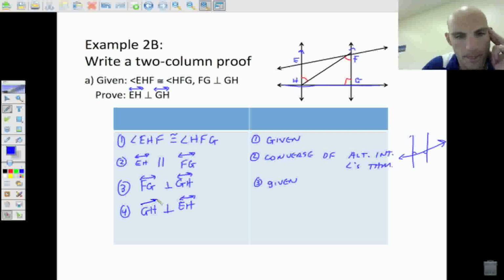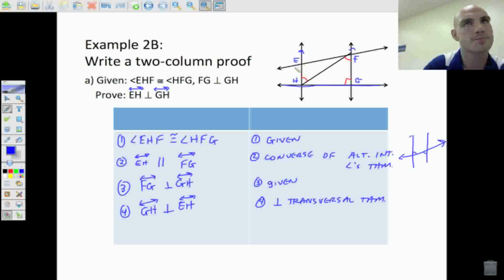Why? Because if GH is perpendicular to one of the lines, FG, given, that is also parallel to this line, then we must have a situation where by the perpendicular transversal theorem, if it's perpendicular to one of the parallel lines, it's perpendicular to the other. Okay? That's how this works, guys. We're just using these theorems to prove other things.